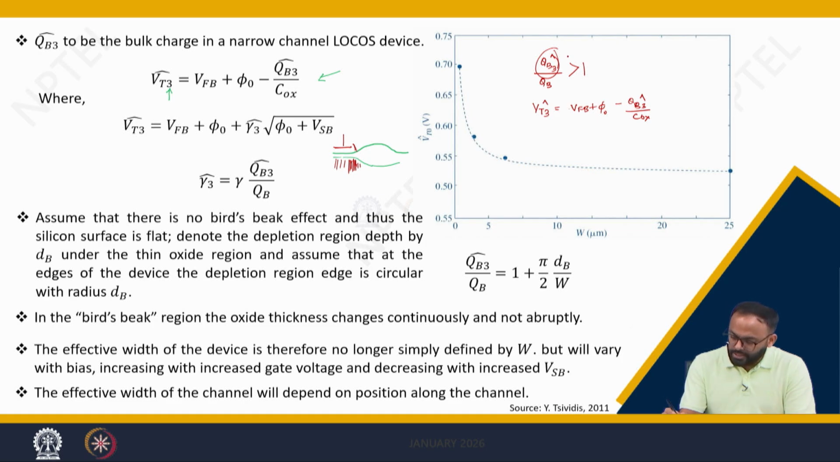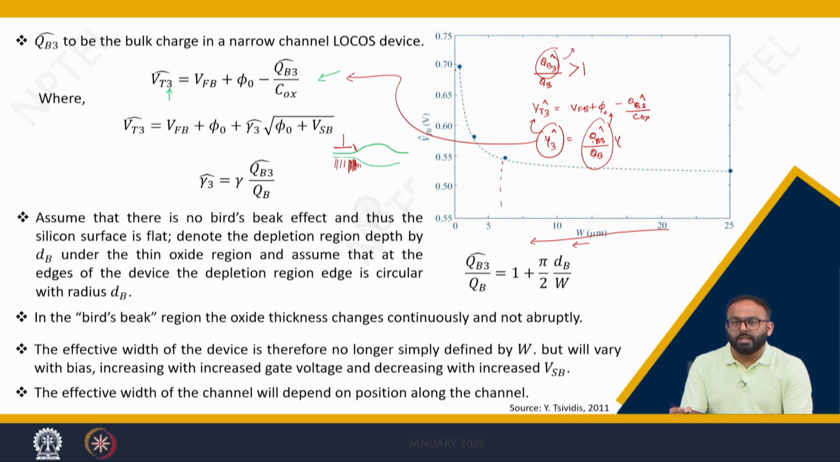And as this is increased, gamma 3 will also increase. So gamma 3 cap can be written as QB3 cap per QB into gamma. If this ratio increases, gamma 3 cap increases, where gamma is nothing but the body effect coefficient, and hence the threshold voltage increases. That is what you can see. If you reduce the width, then after a certain limit the threshold voltage increases. This is just the opposite of what we found in the STI process.